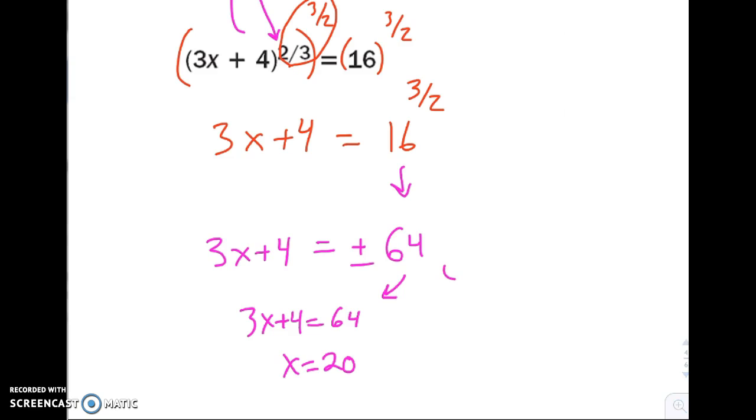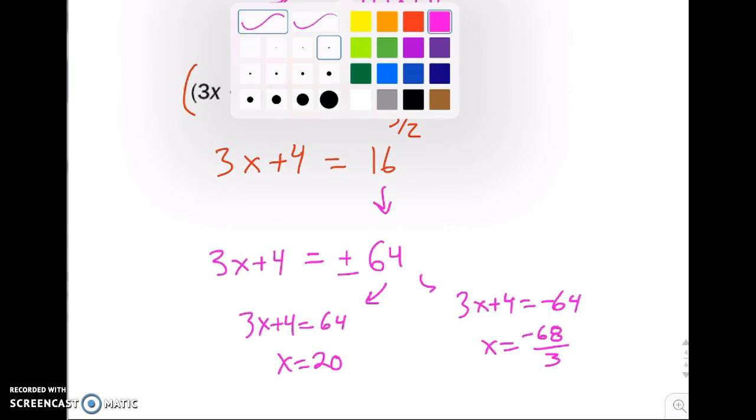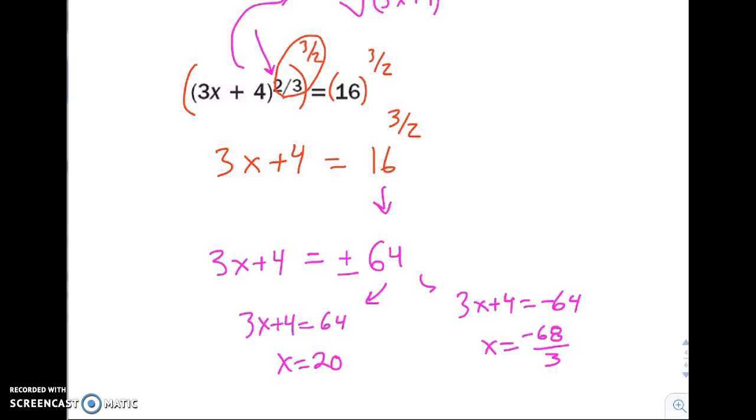And we'll check that. If we take the negative version, 3x plus 4 equals negative 64. Subtract 4, you get negative 68. Divide by 3, x equals negative 68 over 3. So we're going to have to check both of these solutions. And so I will go back and look at my original, and I will plug in 20. So it's 3 times 20 plus 4, all to the 2/3.